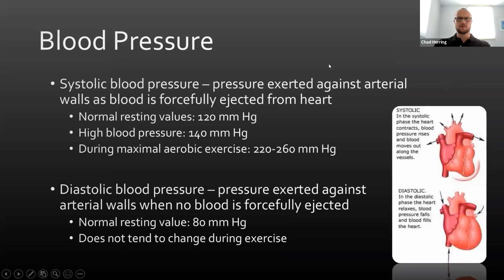All right, switching gears real quick, to blood pressure. There are 2 different types of blood pressure, and this is based on the beat of the heart. Systolic blood pressure is the pressure against the arterial walls. Remember, arterial walls are the vessels that are sending blood to the rest of the body. So it's the pressure against the arterial walls as the blood is forcefully ejected from the heart. As it's pumped out of the heart, that's the pressure in our arterial walls.